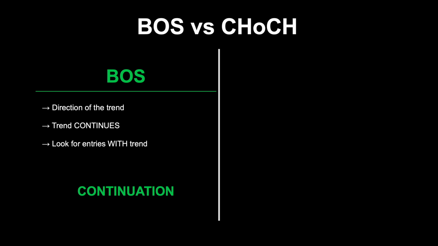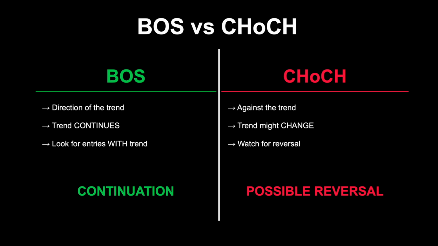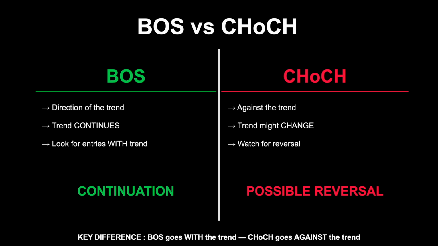The change of character goes against the direction of the trend. Price breaks a swing low in a bullish trend. That's a change of character. The trend might be changing. You start watching for a reversal. One simple rule to remember: break of structure confirms, change of character warns.